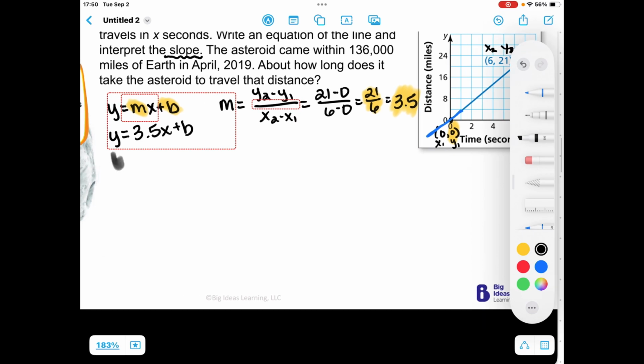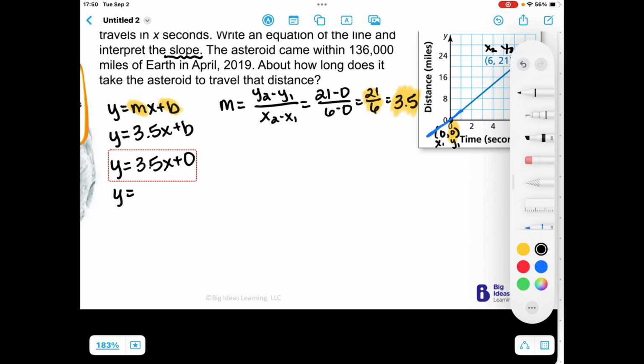So for this, it's just going to be y equals 3.5x plus 0. Well, I don't have to write that 0, so y equals 3.5x. That is writing the equation. We are 100% done with that part. Now we have to interpret the slope.